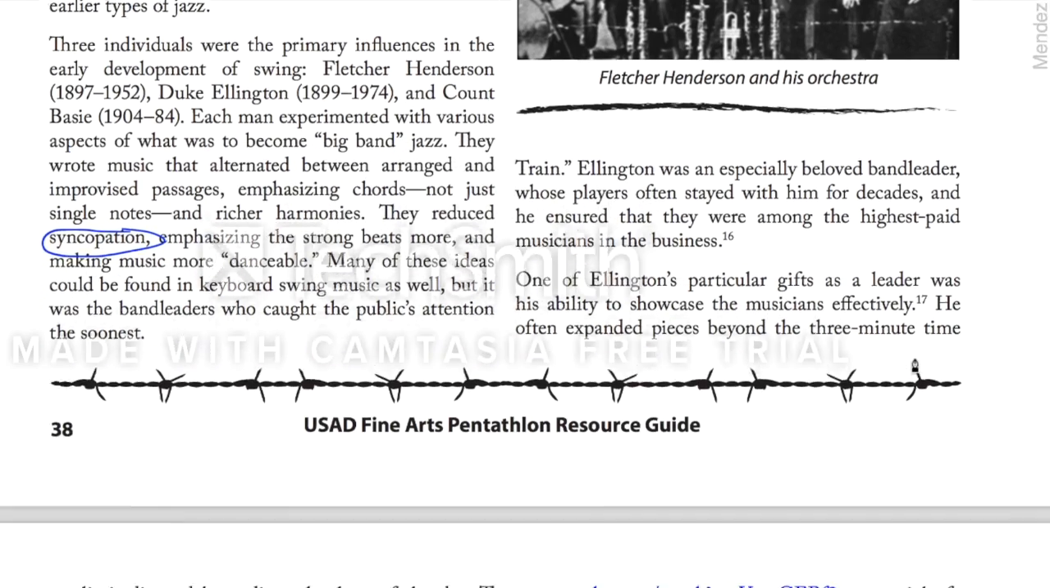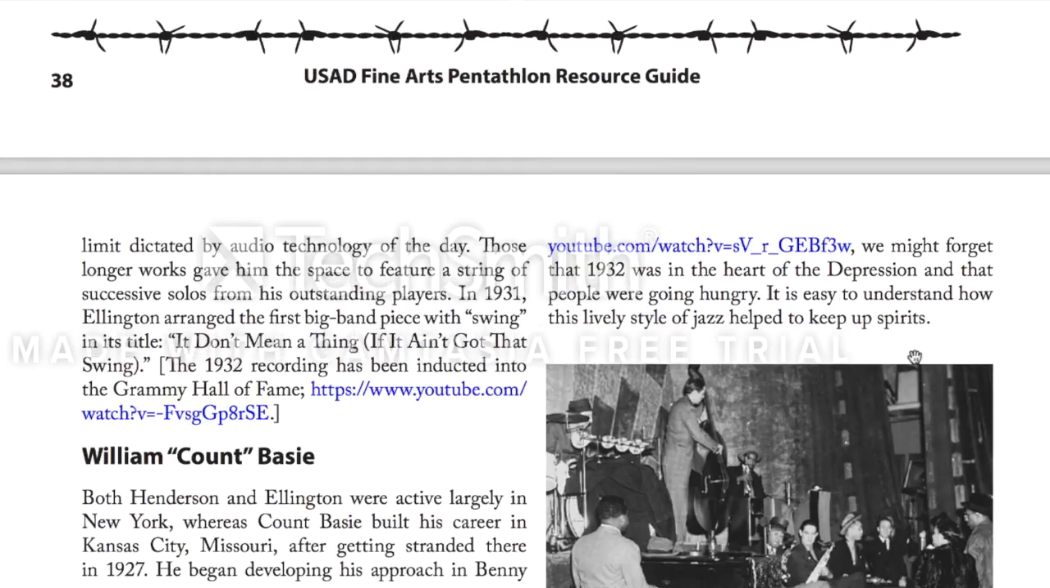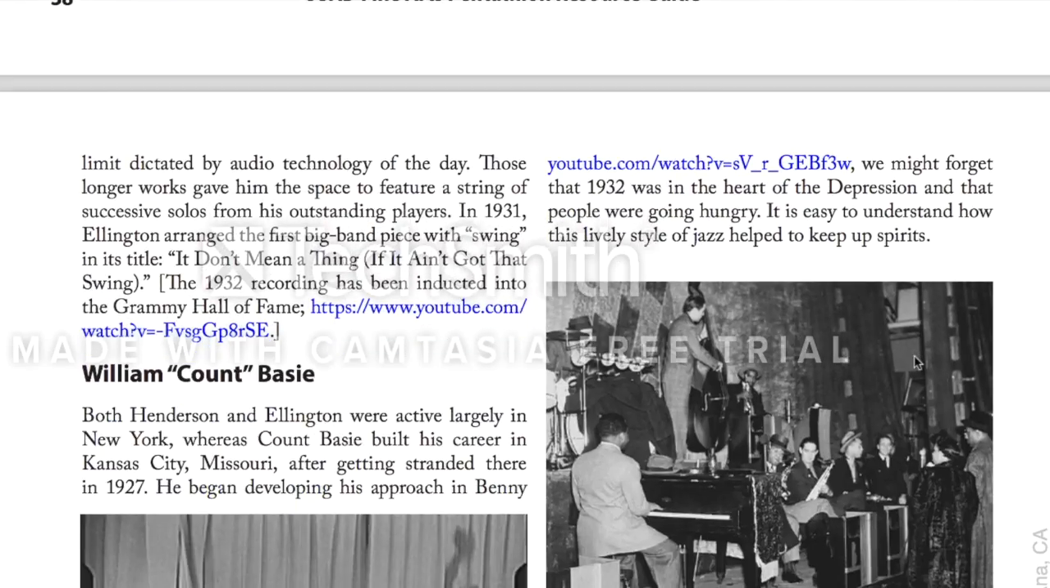One of Ellington's particular gifts as a leader was his ability to showcase the musicians effectively. He often expanded pieces beyond the 3-minute time limit dictated by audio technology of the day. Those longer works gave him the space to feature a string of successive solos from his outstanding players. In 1931, Ellington arranged the first big band piece with swing in its title, "It Don't Mean a Thing If I Ain't Got That Swing."